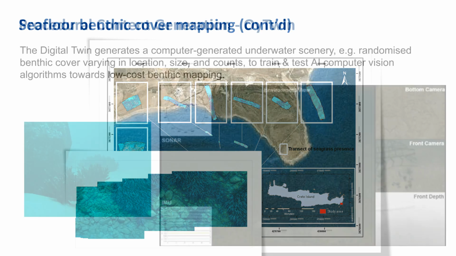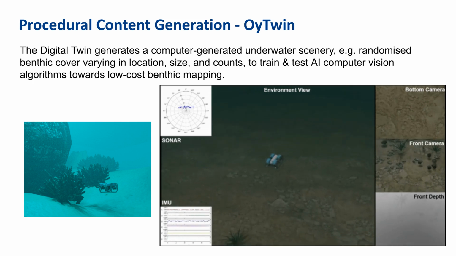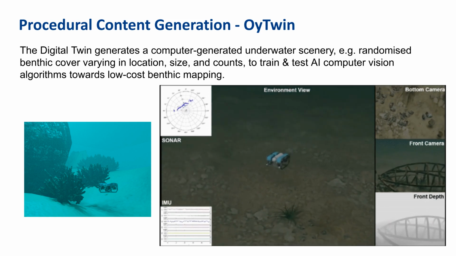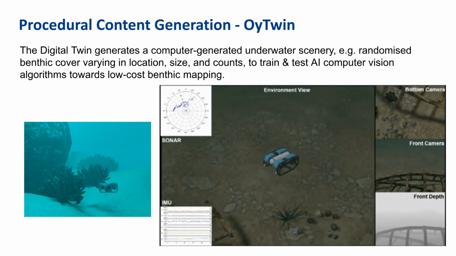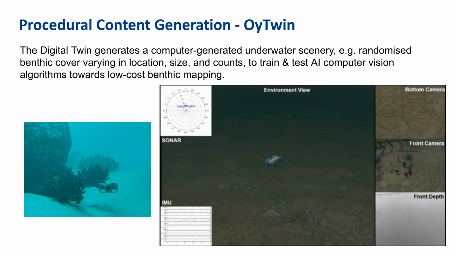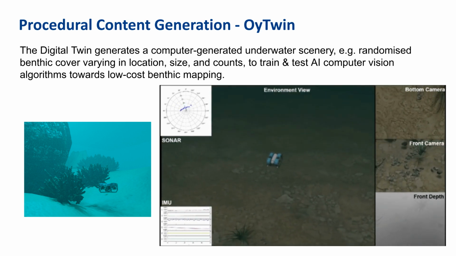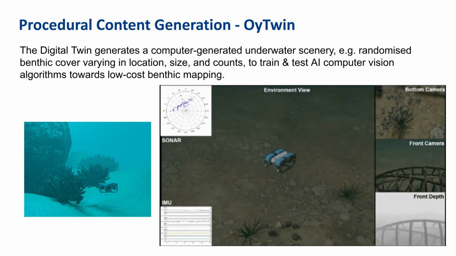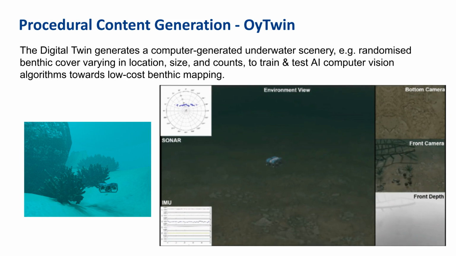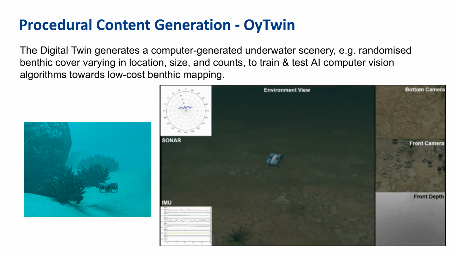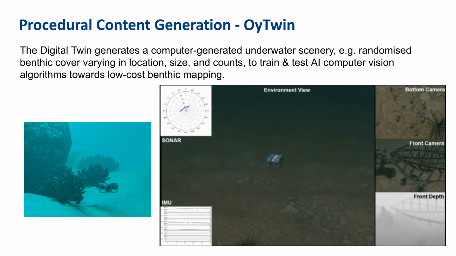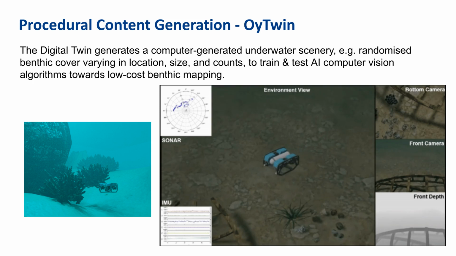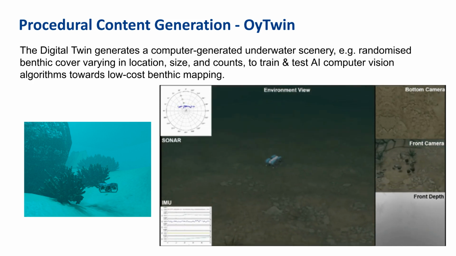accessible at scale. Here, we introduce OyTwin, our approach to applying procedural content generation for the digital twinning of oyster farms. Instead of relying only on costly and time-intensive field surveys, OyTwin can generate computer-simulated underwater environments. For example, it creates randomized benthic covers, varying in location, size, and density that resemble real seafloor conditions. These virtual environments allow us to train and test AI computer vision algorithms for benthic mapping.